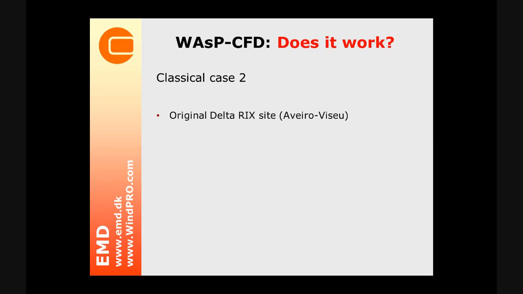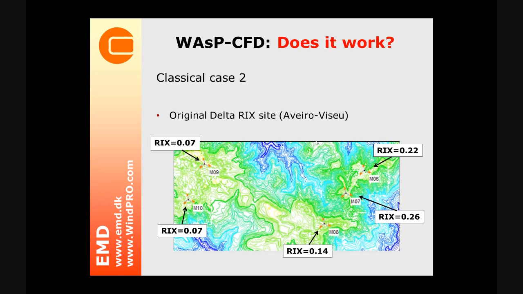So the second classical case, which I call the original delta RIX site, is a site in Portugal called Aveiro Viseu. It has 5 10-meter masts in quite complex terrain, as illustrated here. And I've indicated the RIX value, which is a measure of the degree of terrain complexity. Actually, it's the fraction of terrain within a 5-kilometer radius that exceeds a terrain slope of 17 degrees.